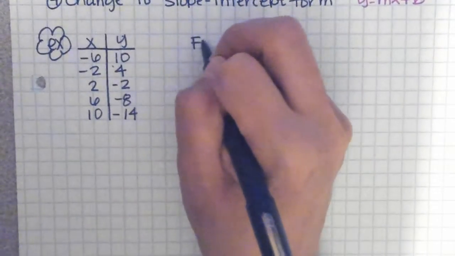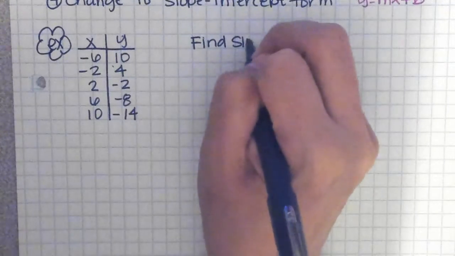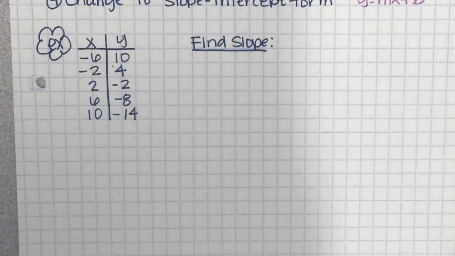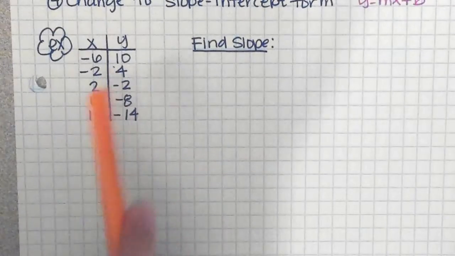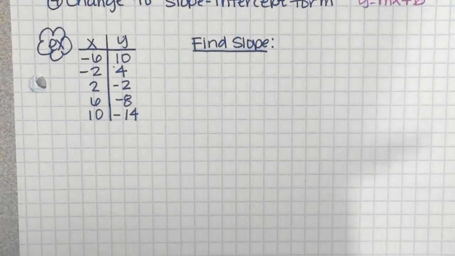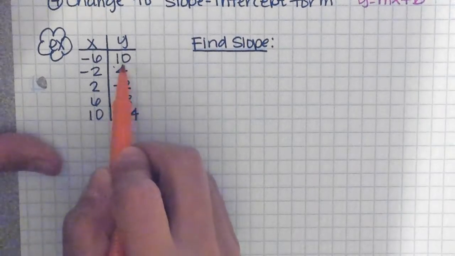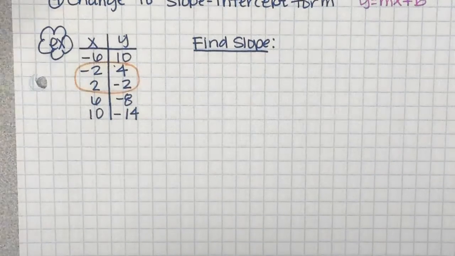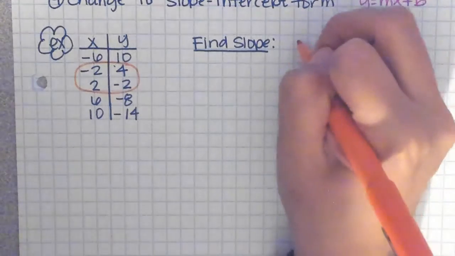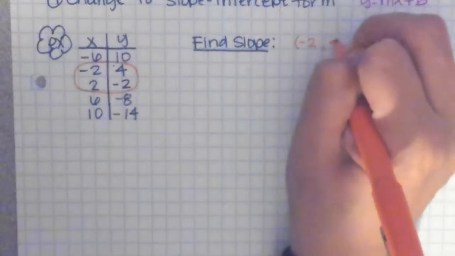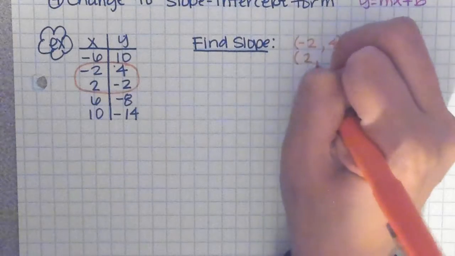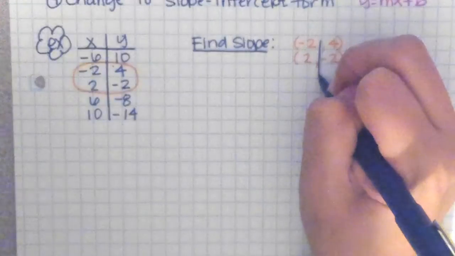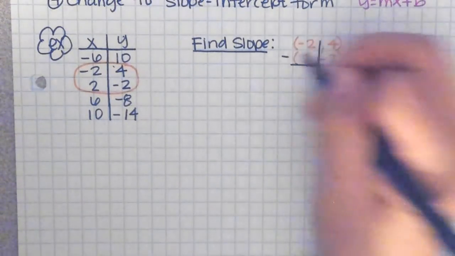So just like we did for graphs, we're going to find slope. So I pick 2 points, any 2 points on my table. Let's go with these two. They're the smaller ones, and yes, they have negatives, but not horrible. -2, 4, 2, -2. We stack them. We're going to subtract them.